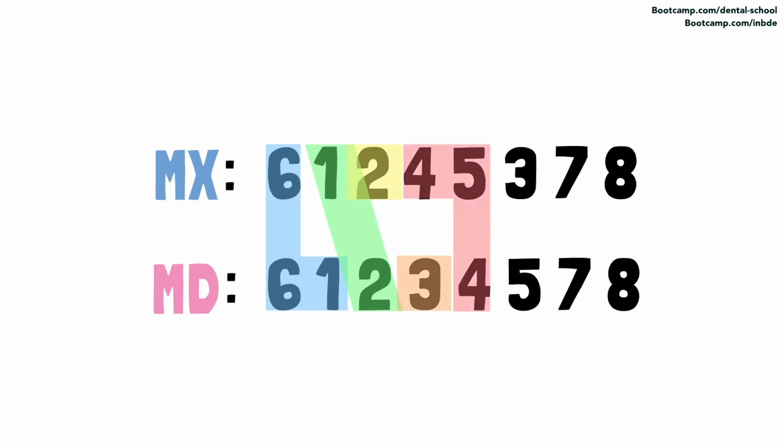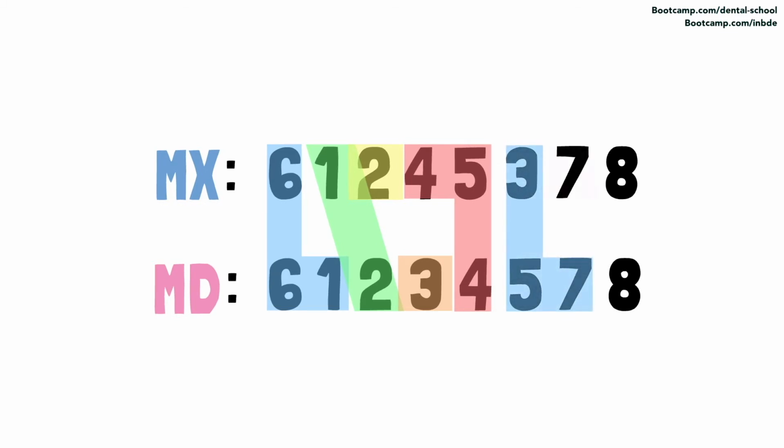Next, the upper 4 and 5 along with the lower 4 make an upside down L. 3, 5, and 7 get a right side up L. The upper 7 is all alone. And finally, the 8s representing the third molars are grouped together.